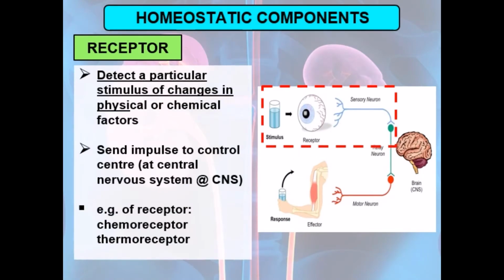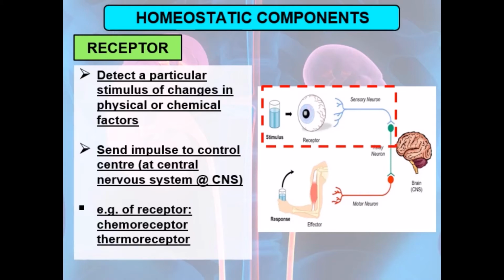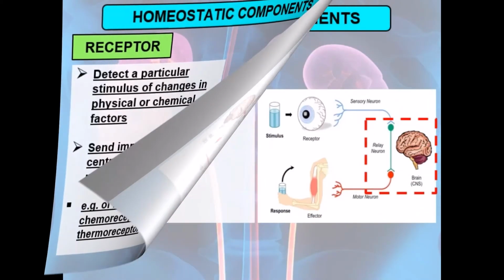The first component is receptor. Receptor will detect a particular stimulus of changes in physical or chemical factors and send impulse to the control center, which is central nervous system. For example of receptor is chemoreceptor or thermoreceptor.